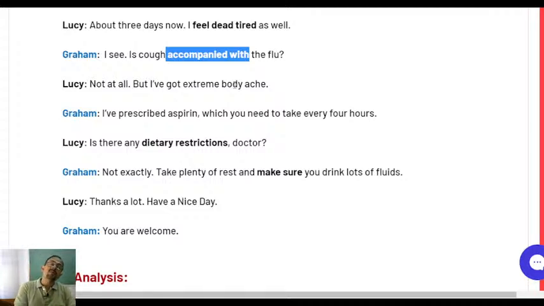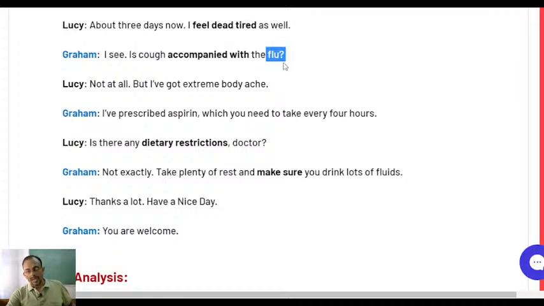Whenever you are using accompanied by, it should be followed by a person. But whenever you are using accompanied with, it should be followed by an object, a thing like flu, whatever. But it should not be a person. People often make mistakes. They say is cough accompanied by flu. No, it's wrong. Accompanied with the thing, by a person. Always remember.